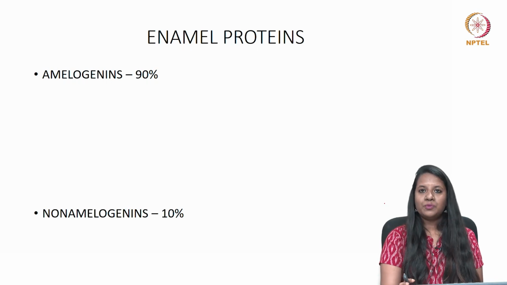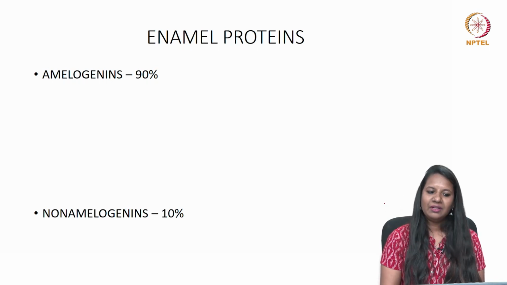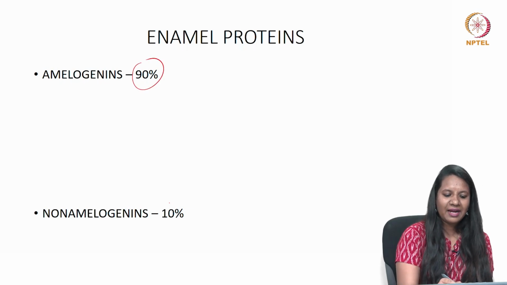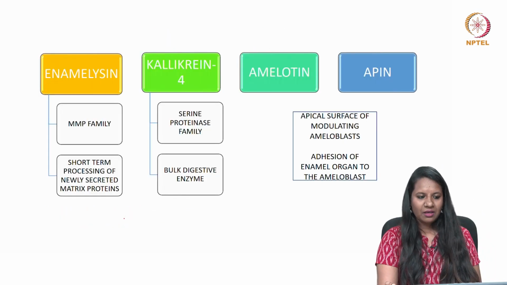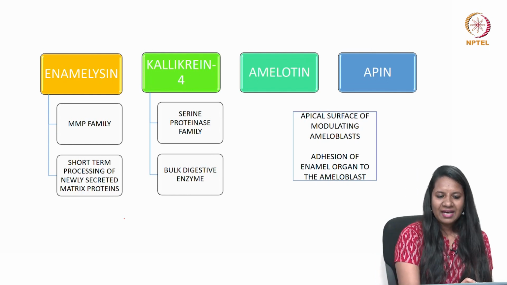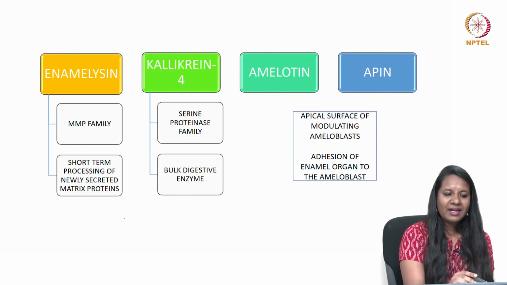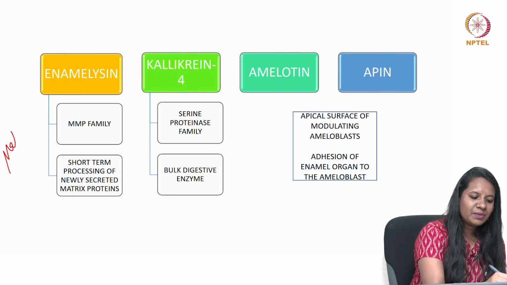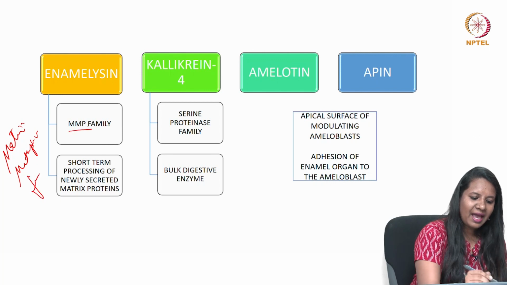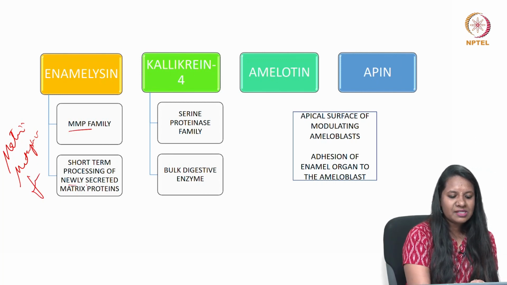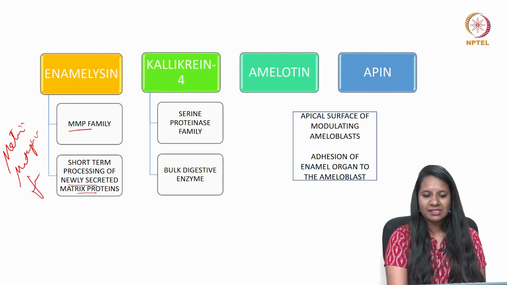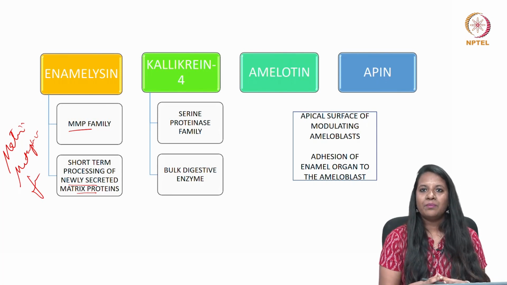So, enamel proteins which play a main role in the formation of enamel consist of 90% amelogenin and 10% non-amelogenin. So, enamelysin, kallikrein, ameloblastin and amelotin are a few of the non-amelogenins, where enamelysin belongs to the matrix metalloprotease family. It helps in the short-term processing of newly secreted matrix proteins, and kallikrein 4 belongs to the serine protease family, and it is the bulk digestive enzyme to remove the organic matrix.